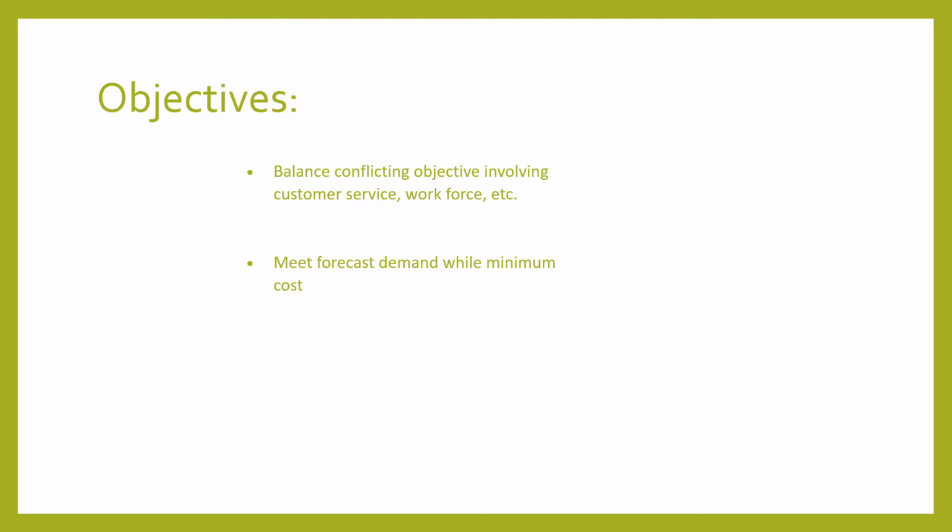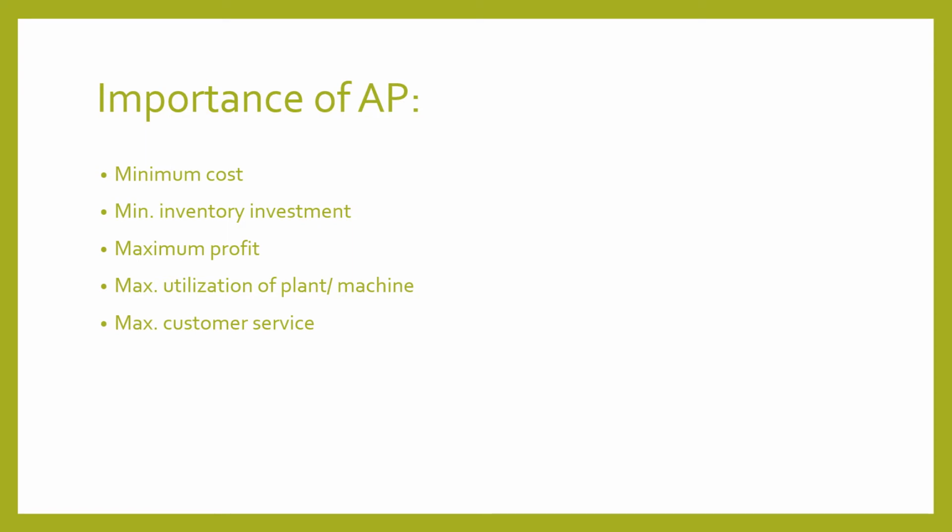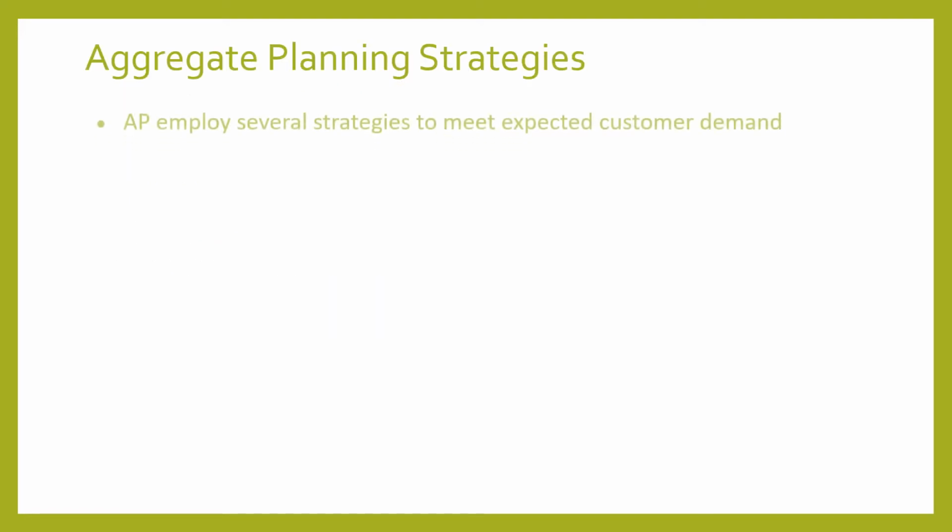Next, objectives of aggregate planning. So first is to maintain the balance in conflicting objectives involving customer service and workforce. Next is to meet forecast demand at minimum cost. Now, importance of aggregate planning. So it is important for minimum cost, minimum inventory investment, maximum profit, maximum utilization of plant and machine, and maximum customer service.